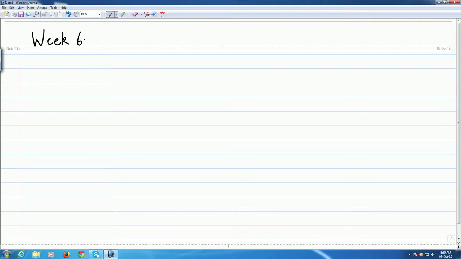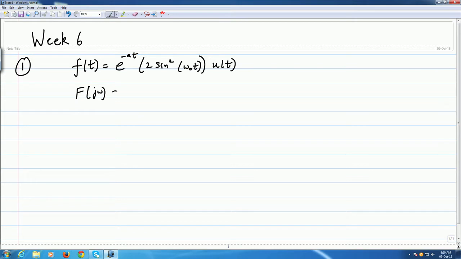Okay. So, I will start with the first question. The first question has f of t equals e power minus a t times 2 sine squared omega c t times u of t. Okay. And you have to find the Fourier transform. So, this is a signal that is given to you. You have to find the Fourier transform of this signal. Okay. So, that is the question.